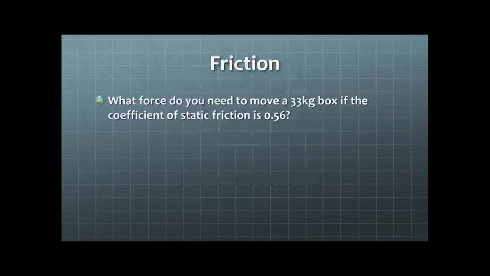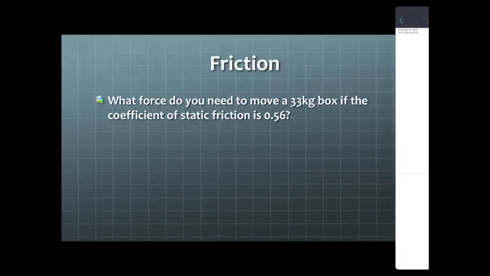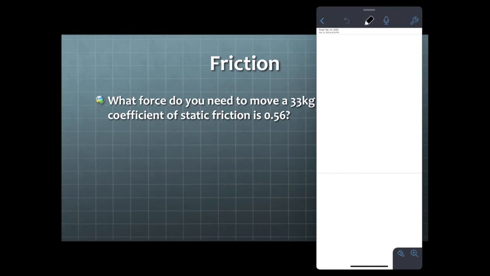Let's start with something we have seen before. What force do you need to move a 33 kilogram box if the coefficient of static friction is 0.56? Like all questions, start with writing down everything you know. Here we know the mass is 33 kilograms. We also know the coefficient of static friction is 0.56.